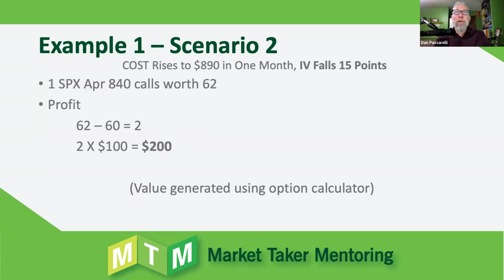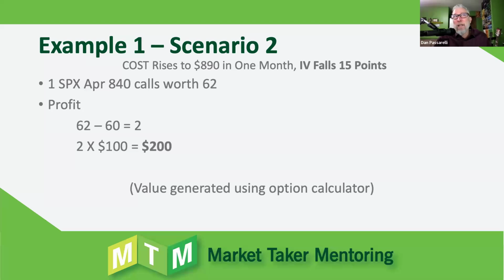But if the same thing happens, it goes up to 890 in 1 month, but implied volatility falls 15 points, which can happen. You look at most stocks or the market itself. If a stock goes down a lot, its implied volatility can go up a lot. But then if it rebounds and goes back up, its implied volatility is typically going to fall back down to earth. So if implied volatility falls 15 points, you can actually make money on delta.